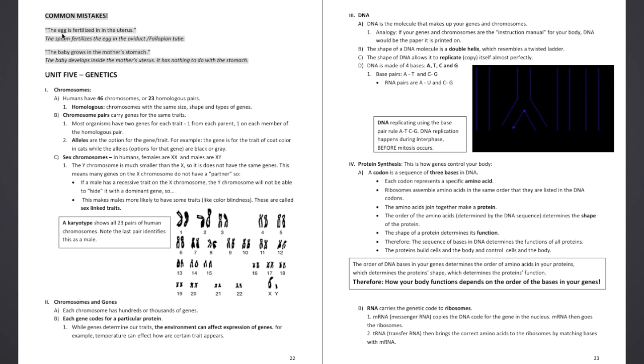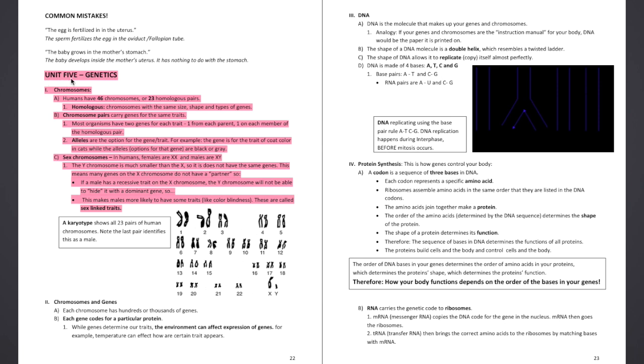False. The egg is fertilized in the uterus. True. The sperm fertilizes the egg in the oviduct, or fallopian tube. False. The baby grows in the mother's stomach. True. The baby develops inside the mother's uterus. It has nothing to do with the stomach.